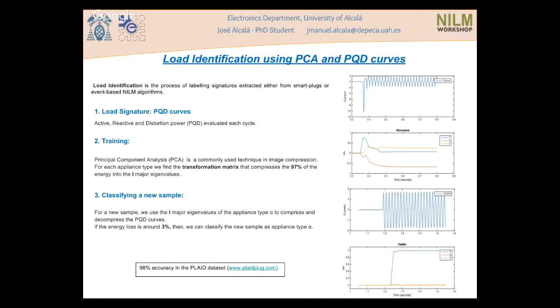on the appliance type. So if we compress a microwave, we use a transformation matrix. If we try to compress a heater with the microwave's transformation matrix, we get a different result. So using this, we can discriminate one from another, with a high accuracy, around 98%. Thank you very much for listening. I'm looking forward to getting your thoughts later.